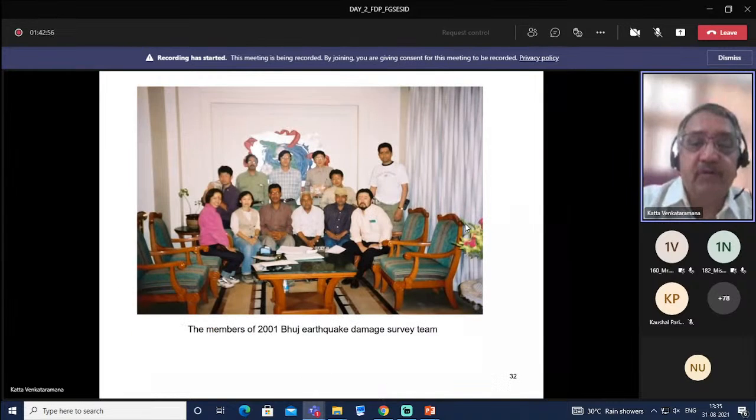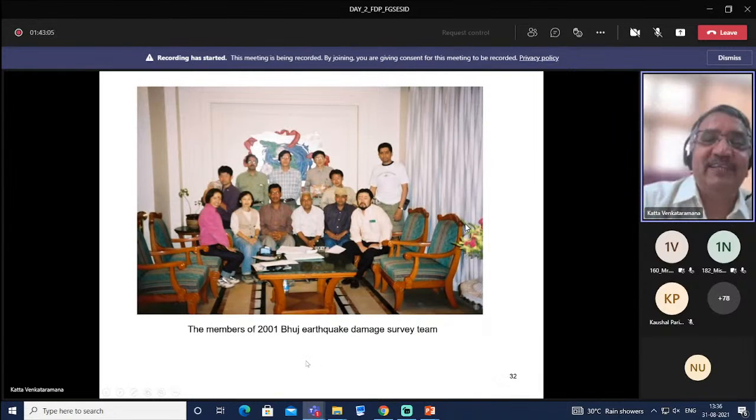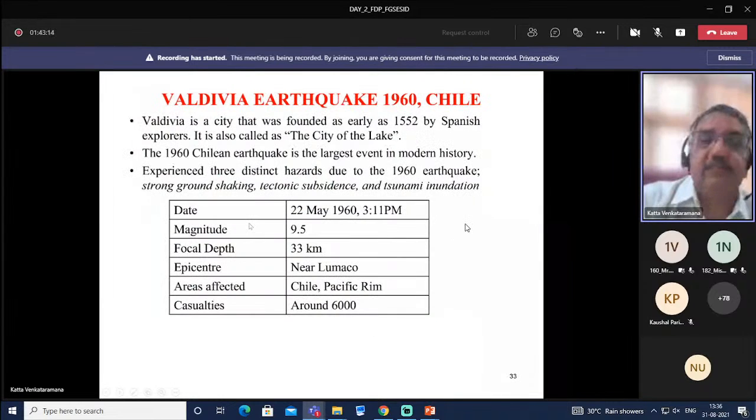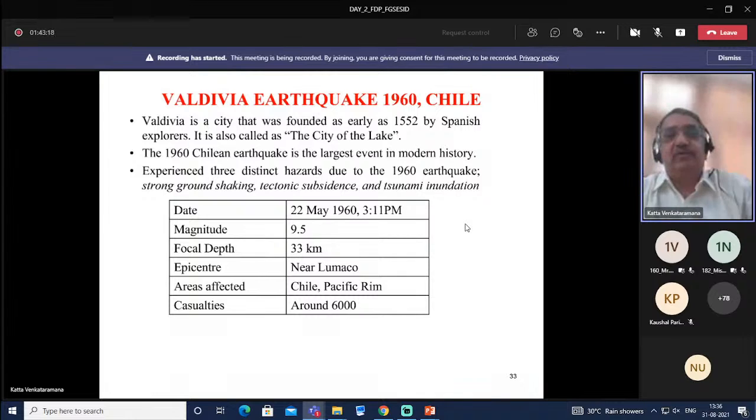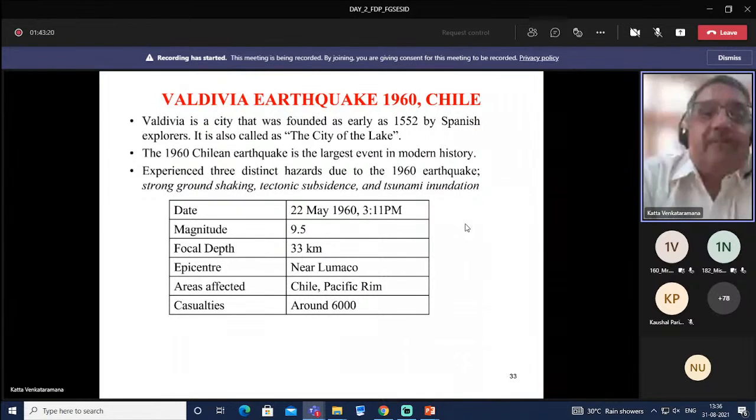Actually, I was involved in this Bhuj earthquake damage survey. This is me, 2001, 20 years back. Then, IIT Roorkee professors were there, and some Japanese team had also come. So together we listed, and most of the photographs which I showed were taken by myself.